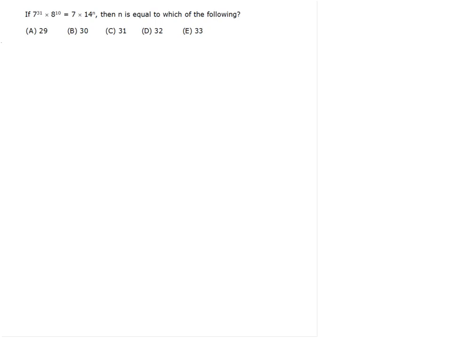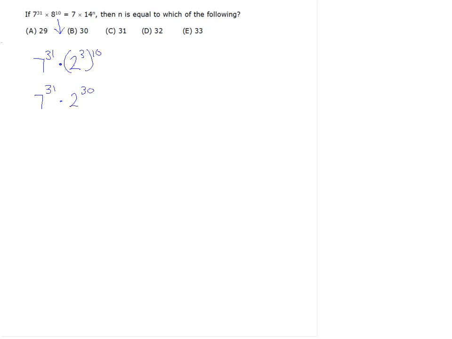So the 7 to the 31, that can't be touched. But the 8 to the 10 can. Now, 8 to the 10, based off of having this memorized, is 2 to the 3rd. So that is 2 to the 3rd to the 10th. And that gives us 7 to the 31 times 2 to the 30th power.